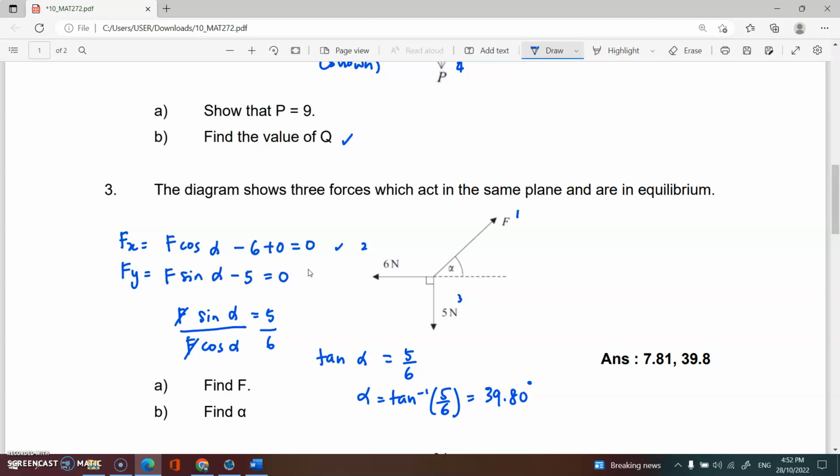Okay, then how are you going to find F? Just substitute into any of these two equations. So let's say I put in sine, equal to 5. So F sine 39.80.